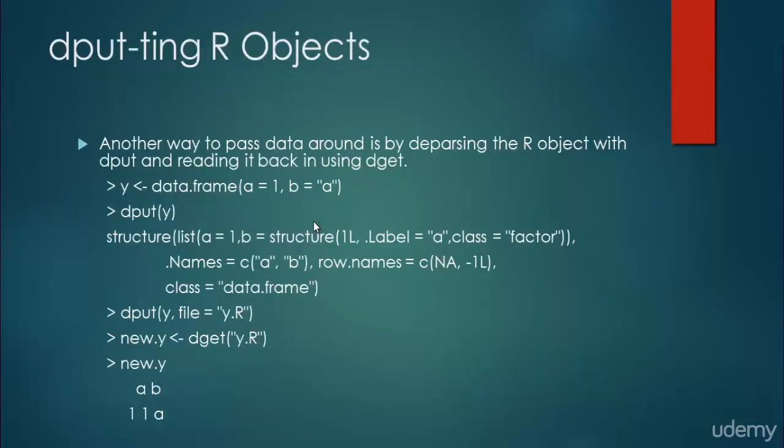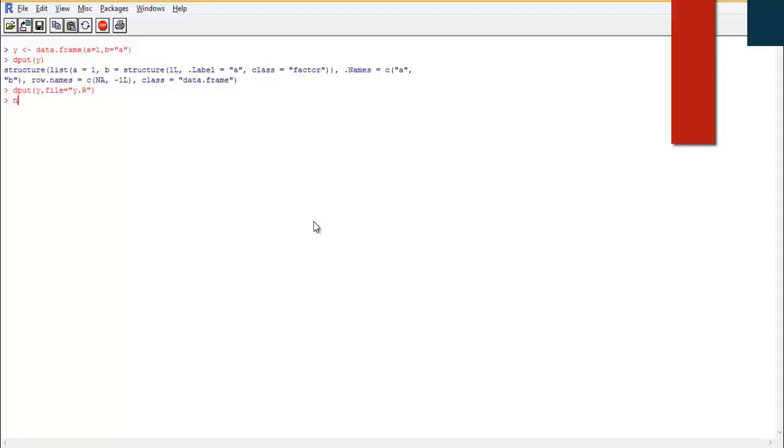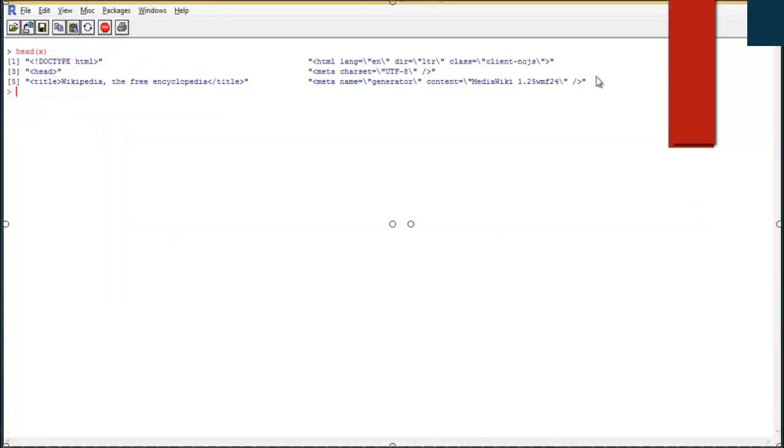This information is useful when you create multiple versions of a program, and this will help you track what the changes are in each of the versions. Now in the same way you can read the data within y.R back. Let's say you want to create new.y, using the dget function, you can specify the file name and finish it. Now if you display new.y, you will find that 1 and a are in columns a and b. So this is what dput and dget are useful for.